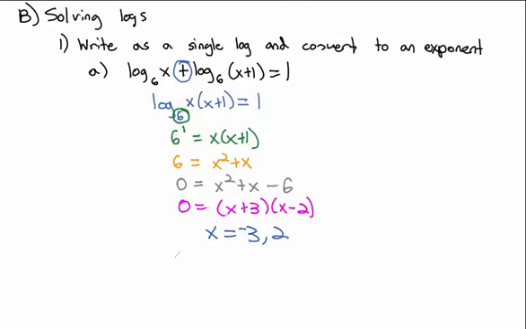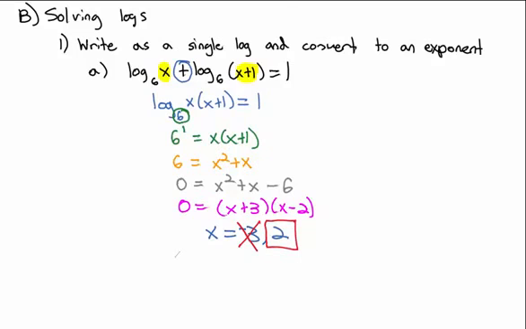The only thing we have to be careful of when we have a solution is to go back to the x and the x plus 1. Both of these have to be positive. Notice if we plug the negative 3 in, we would be taking the log of a negative number. And that just doesn't work. If we plug the 2 in, the x is positive. The x plus 1, 2 plus 1 is 3, also positive. So the 2 works, the negative 3 does not. So 2 is our only solution.